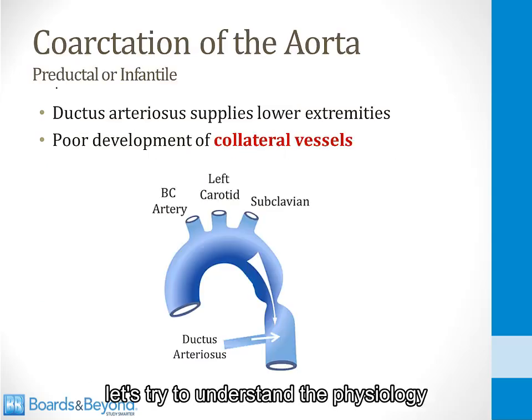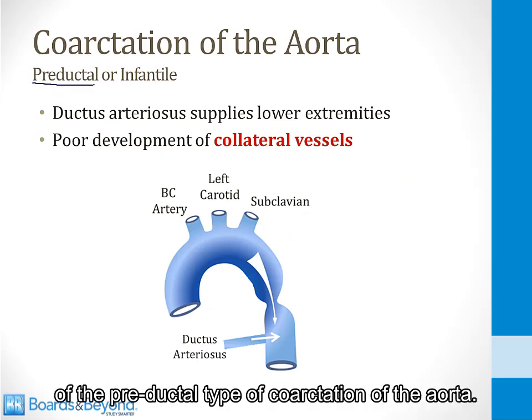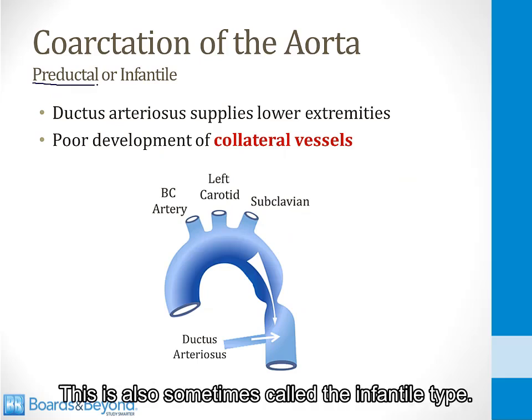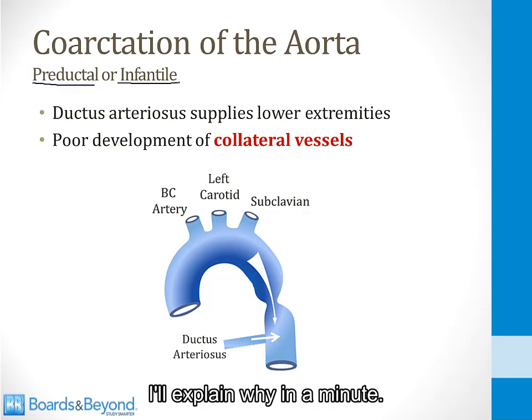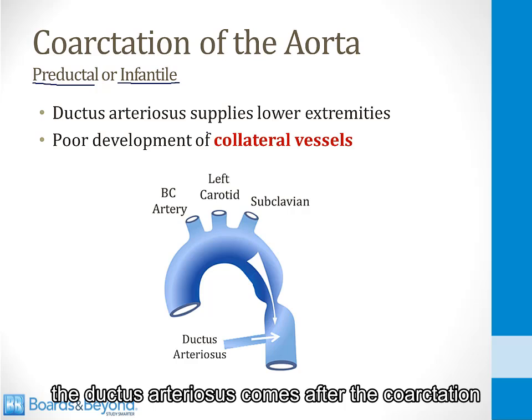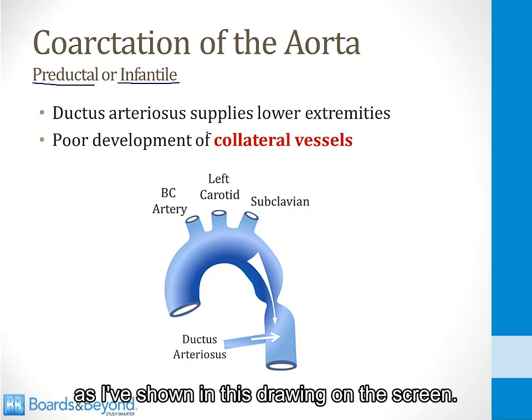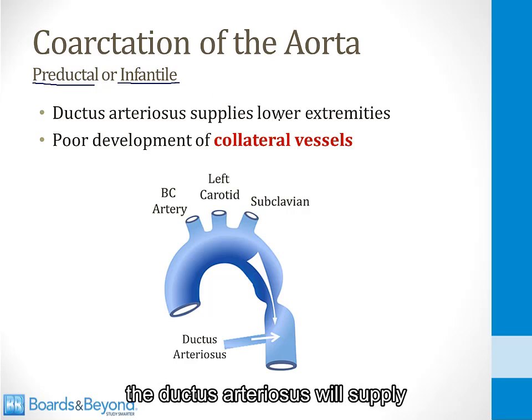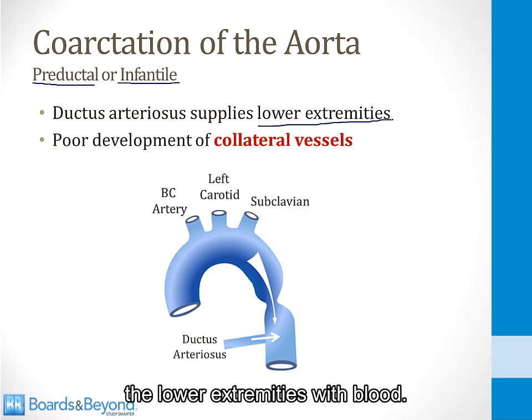So with that in mind, let's try to understand the physiology of the preductal type of coarctation of the aorta. This is also sometimes called the infantile type. I'll explain why in a minute. So in this situation, the ductus arteriosus comes after the coarctation, as I've shown in this drawing on the screen. This means that in utero, the ductus arteriosus will supply the lower extremities with blood.